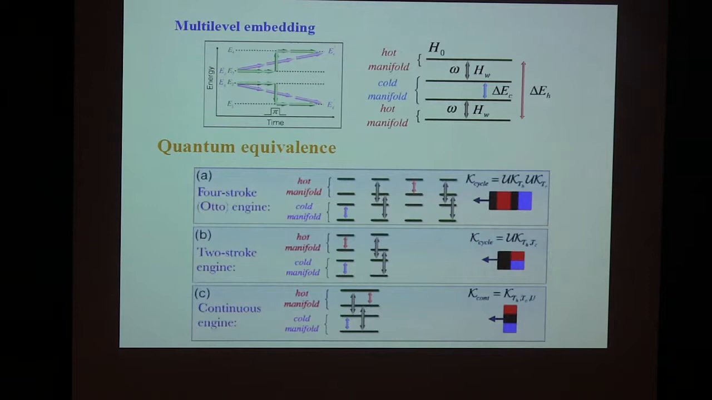And to put them on common ground, we use a four-level structure. This is what's called multi-level embedding: we make all these engines equivalent first by construction, so then we can compare them to each other. You can see, for example, this four-stroke Otto engine. Here I equilibrate these two levels, then I do a swap, I equilibrate these two levels, then I do a swap again. So I have propagators that define my cycle. In the two-stroke, I do this simultaneously, and then I do a swap. Or continuously, everything is happening at the same time. So these are the engines that we will try to compare, at least in this construction.